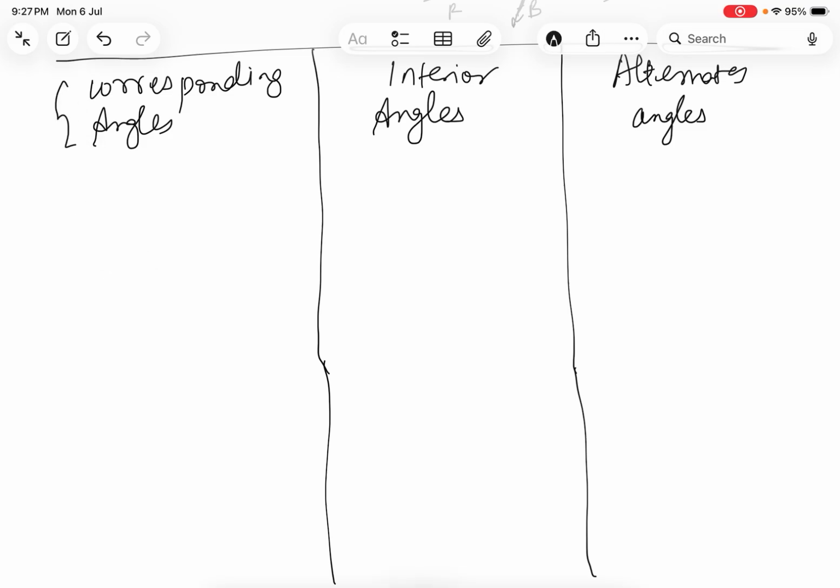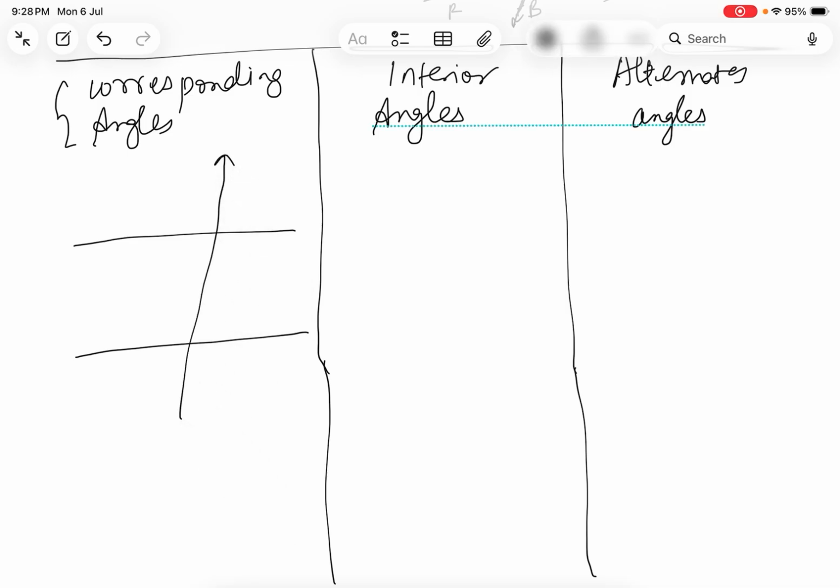Now, what are corresponding angles? So you have drawn 2 lines, and you have drawn a transversal. Now, to identify corresponding angles is very simple. The important criterion is that one of the arms of the angle should lie on the same side of the transversal. So this is one arm, and suppose this is another arm which is on the same side, and the other arm should also be on the same side of the transversal. So both arms are on the same side, and the other arms are in the same direction.